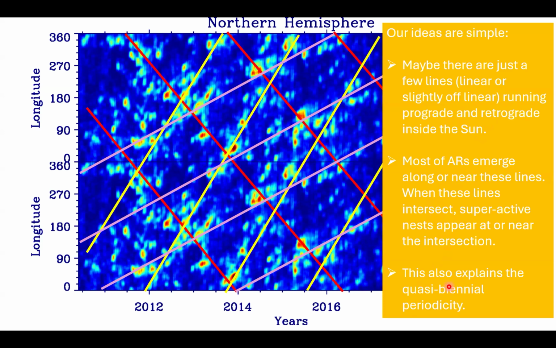So this also explains the quasi-biennial periodicity. Why is that? These lines intersect each other, roughly speaking, every 2 years. So this may be able to explain the quasi-biennial periodicity.